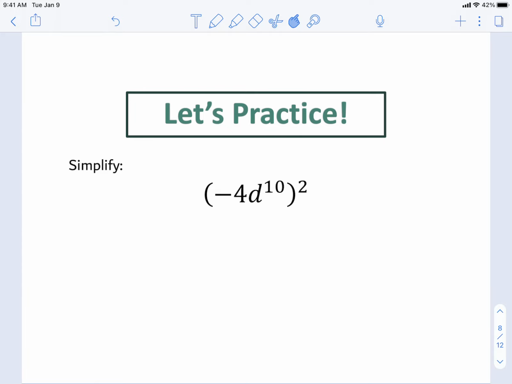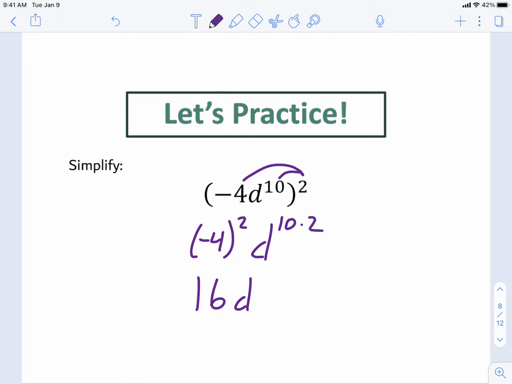All right, here, let's apply that 2 to everything. So that's going to be negative 4 squared, and then times d to the 10 times 2. Negative 4 squared, remember if you're squaring a negative number, the result is going to be positive. Negative 4 times negative 4 is positive 16, and then d to the 20th.